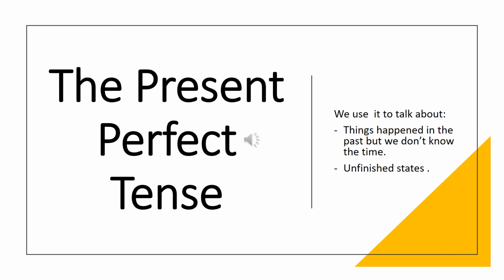We use the present perfect tense to talk about things that happened in the past but we don't know the time. Also, we can use the present perfect tense for unfinished states.